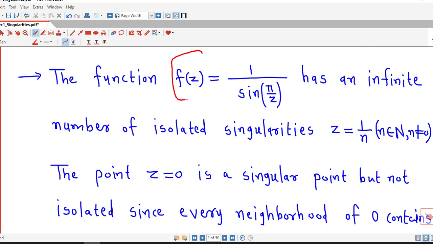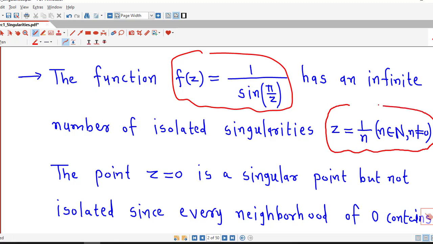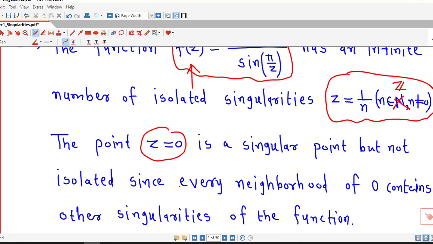This function also we discussed, 1 over sin(pi by z), has an infinite number of isolated singularities given by z equal to 1 by n, where n is different from 0, and of course here n is an integer. Instead of n we can write z; n belongs to Z is in general. And as we discussed, the point z equal to 0 is a singularity of f of z, but it is not isolated because every deleted neighborhood of 0 contains singularities of the function.